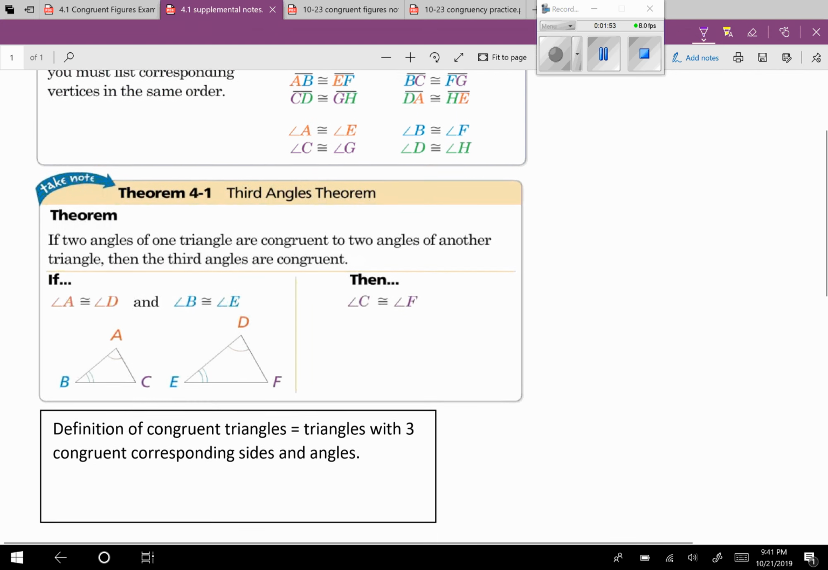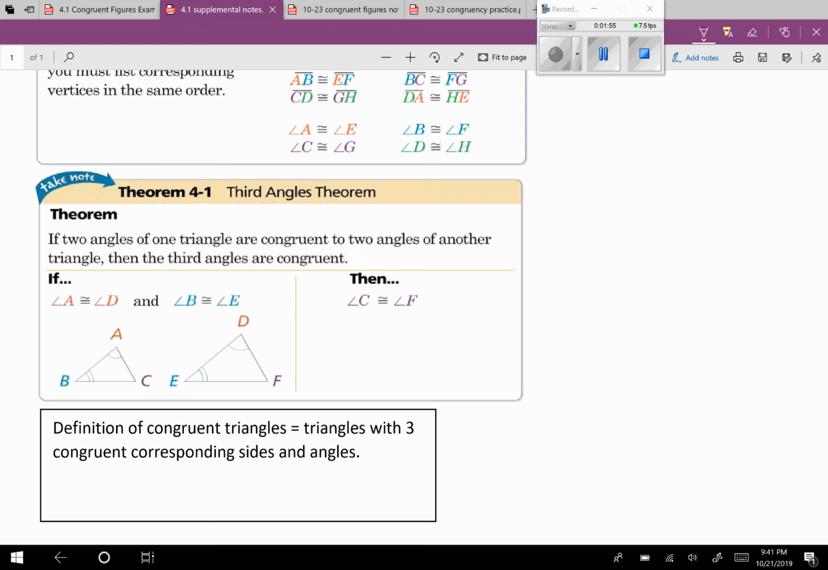Another thing for congruent polygons, and this is for triangles specifically, is called the third angles theorem. If two angles of one triangle are congruent to two angles of another triangle, then the third angles are congruent. Basically, if you know two of the angles are the same on each of them, that remaining one has to be the same on them both as well. So if angle A is congruent to angle D, and angle B is congruent to angle E, then you know that angle C is congruent to angle F.